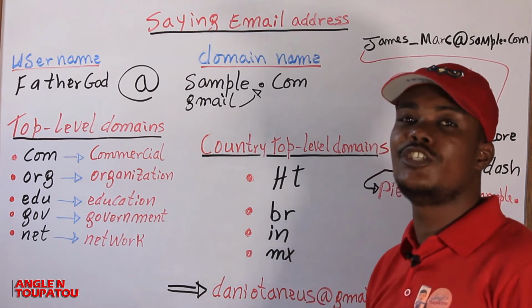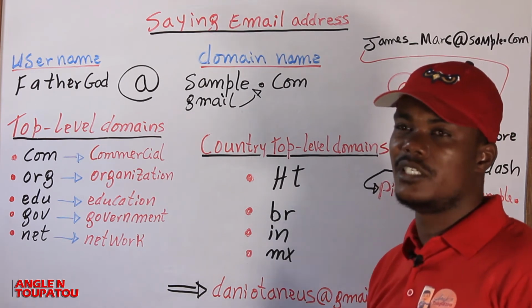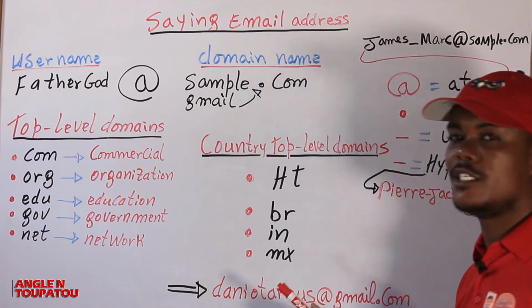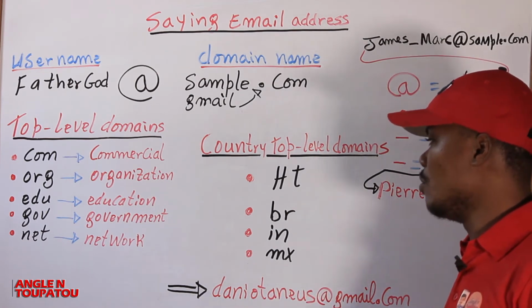Okay, they put the country top level domain. And then the last is MX. These are examples. MX is for Mexico. Mexico, you see. MX, Mexico.